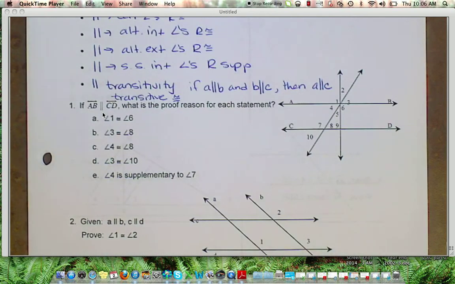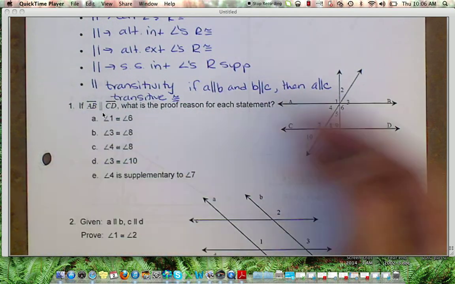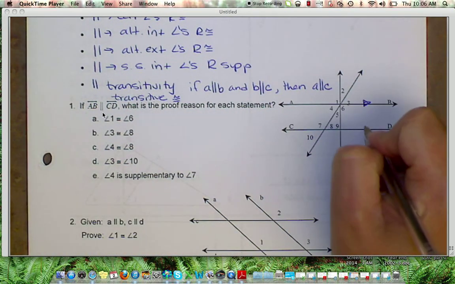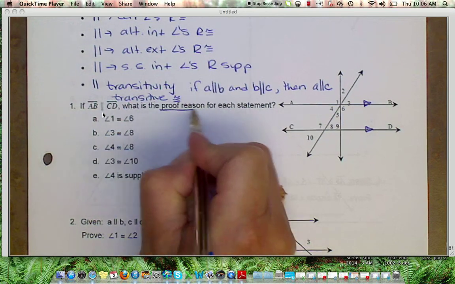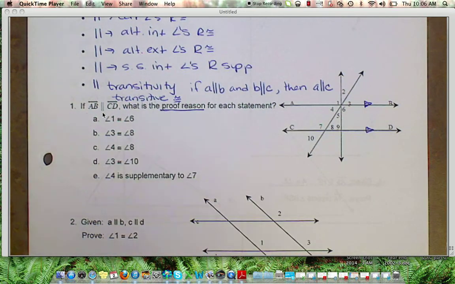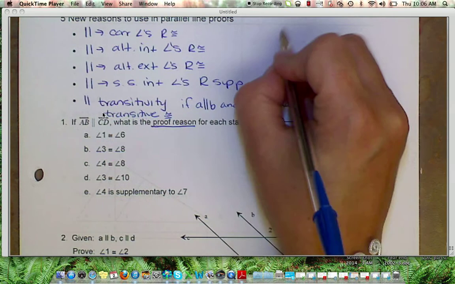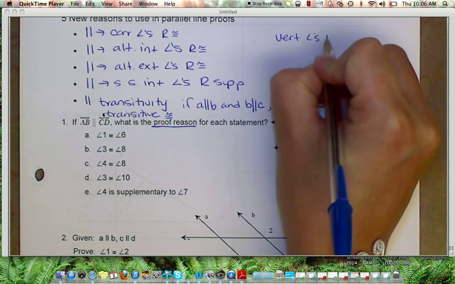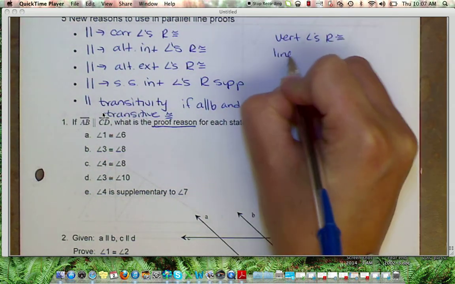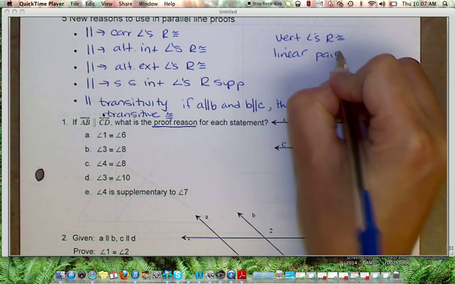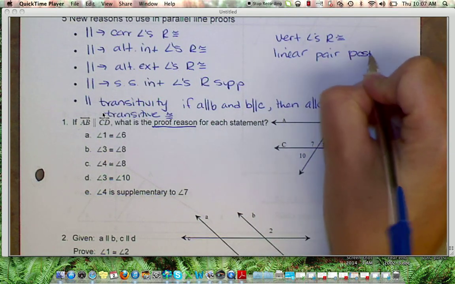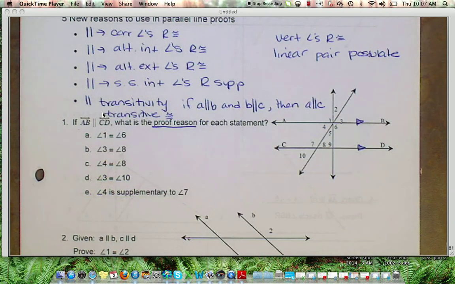So the first step in being able to do a proof is being able to recognize the angle types and write proof reasons in single steps, and then we'll put them into a proof. So it says if line AB is parallel to line CD, what is the proof reason for each statement? So we want formal proof reason, one of these. We also still have vertical angles are congruent, linear pair postulate, and all the ones we learned in the previous chapter.